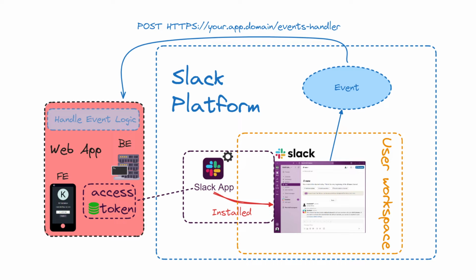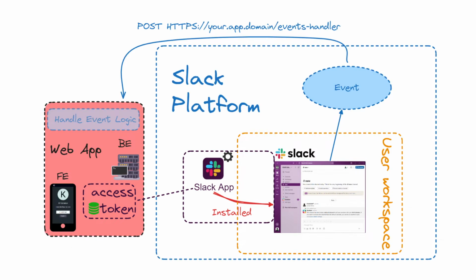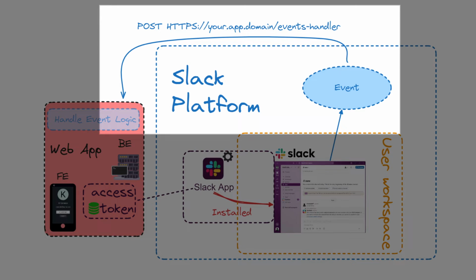Let's take a look at the big picture of the Slack Events API workflow. My web app is integrated with Slack using the Slack app installed in the workspace. When an event which my app subscribed to occurs in the workspace, the Slack platform performs an HTTP request and passes the event data to my API endpoint. On the backend, I handle events depending on the event type. The idea of an HTTPS endpoint to receive events seems pretty simple.